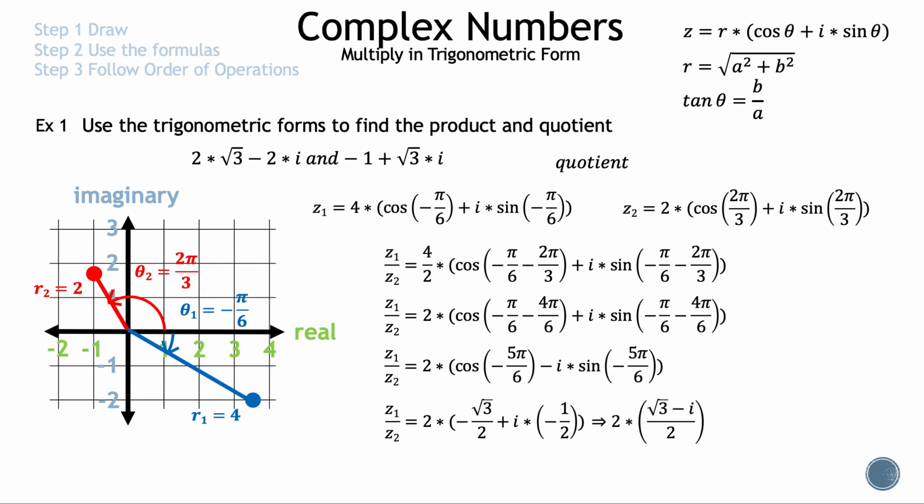Now let's combine the fractions inside the parentheses. So now we have z sub 1 over z sub 2 is equal to 2 times the quantity of negative square root of 3 minus i over 2. Let's distribute that 2. So z sub 1 divided by z sub 2 is equal to negative square root of 3 minus i. Now let's take a look at the graph. Did you get it correct? Did you think it was going to be between the red line and the blue line? And that is the quotient of two complex numbers in trigonometric form.